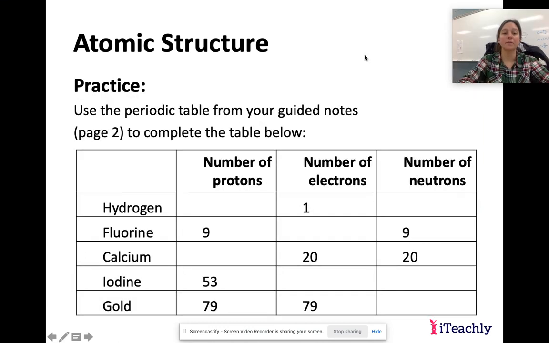So here is a practice. Now I would like you to use your periodic table and the information given to you on this. Now I know it says it was on page 2, but I also posted the periodic table on the Google Classroom. Yes, you can look up all these answers and not have to figure it out yourself, but I'd like you to try right now using the periodic table alone, the missing information on this table, to see how you do.